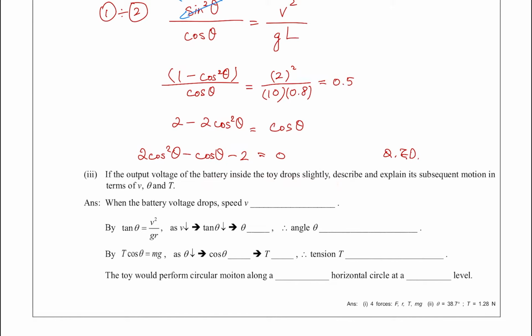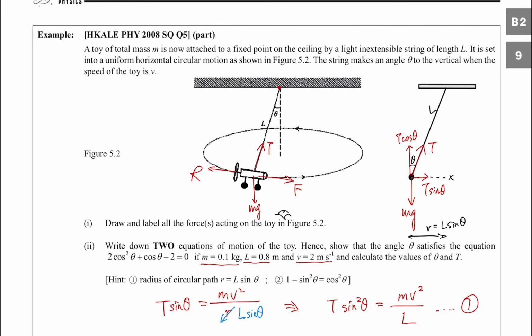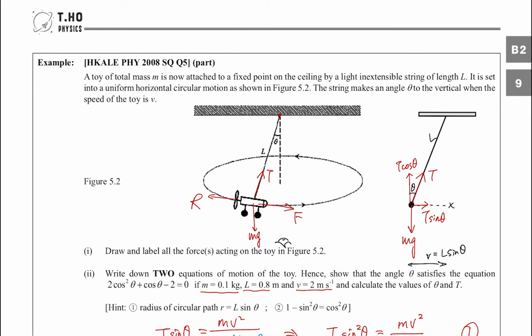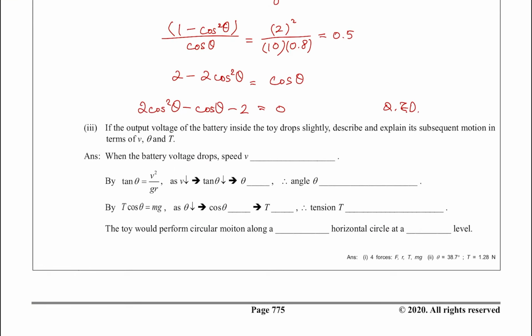Part 3. It is said that if the output voltage of the battery inside the toy drops slightly, describe and explain its subsequent motion in terms of v, theta, and T. When the battery is flattening, first of all, we know that the propelling force will decrease. The toy will move slower. When the toy moves slower, speed decreases.